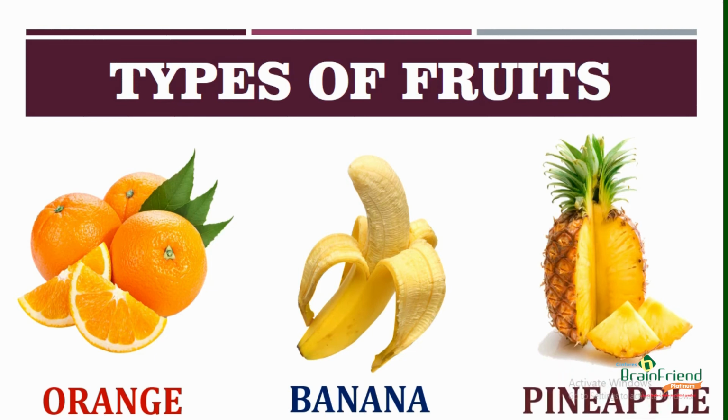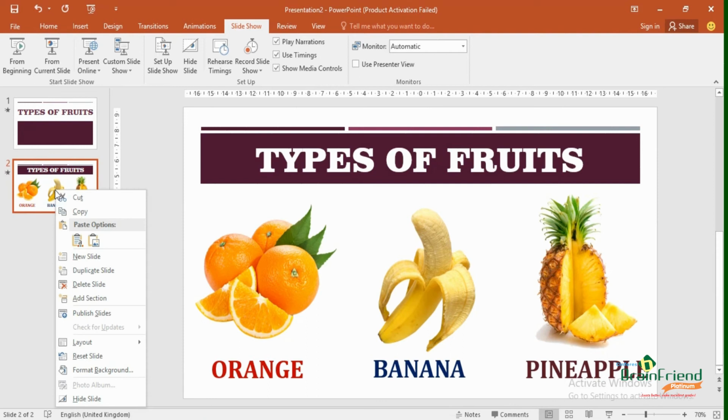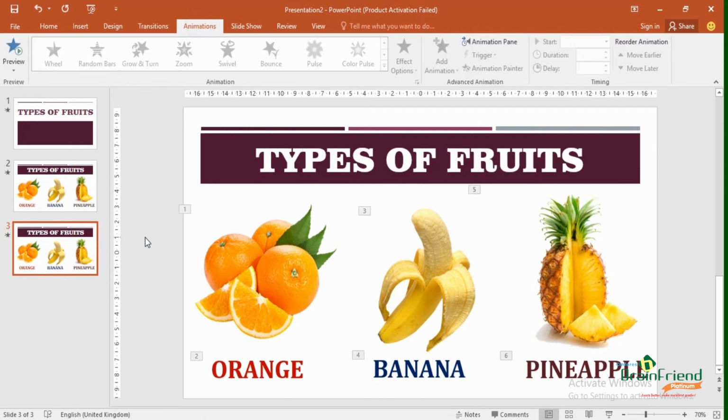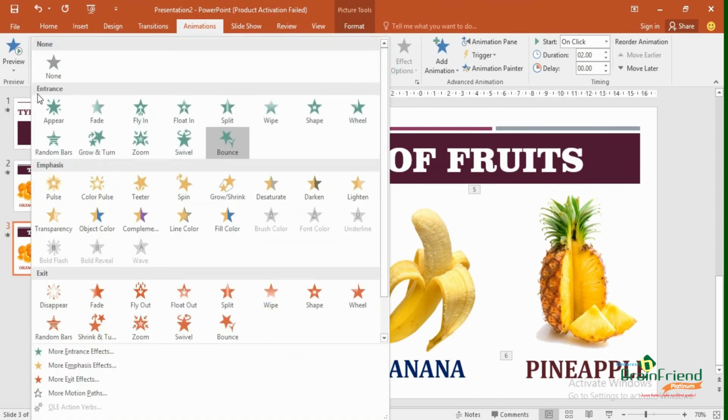Now let's see how emphasis animation works. To try out the emphasis animation, let's duplicate the second slide. Simply right-click on it and click on Duplicate. And then select each object in the third slide. Click on Animations menu and then apply different emphasis animations to the objects.